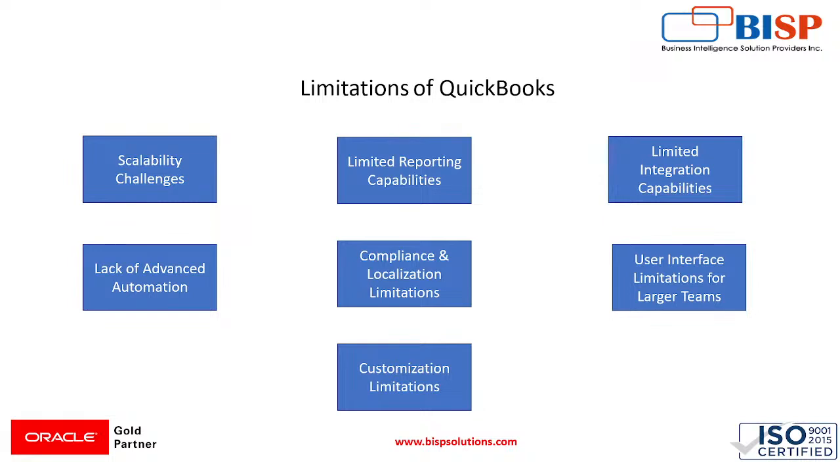Okay, the second thing is lack of advanced automation. QuickBooks only provides basic automation features but lacks the depth of automation like in Oracle Fusion. As you all know, Oracle Fusion is a very deep ocean where we can handle large-scale financial operations or complex approval workflows. Okay, the next part is limited reporting capabilities. Of course, if someone has worked on QuickBooks, they will understand that it provides very limited reporting capabilities.